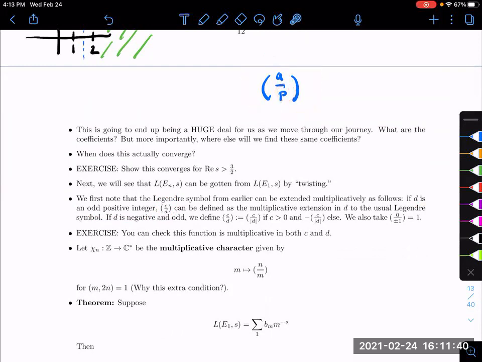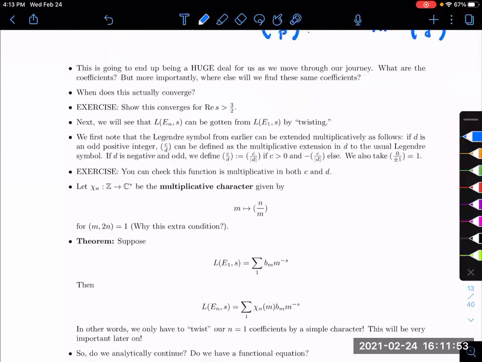So for example, if d is like p1 p2, okay, then (c/d) would be by definition (c/p1) times (c/p2).